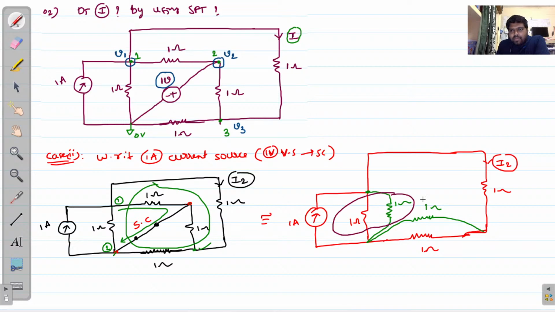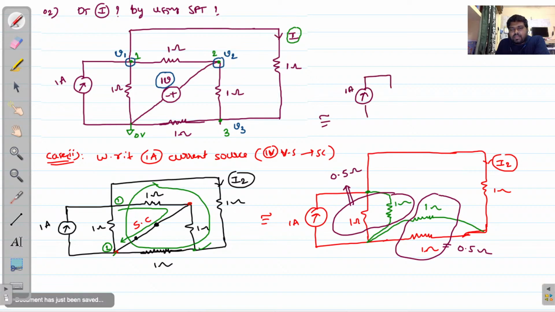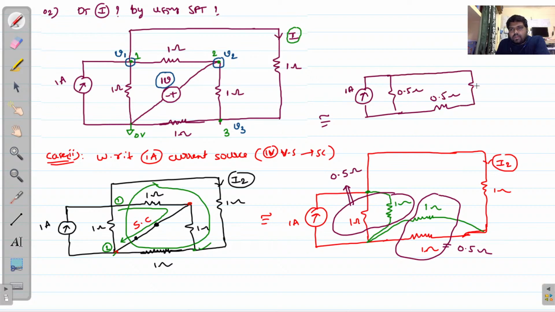These two 1 ohms are in parallel, and these two 1 ohms are in parallel. Two same resistors in parallel result in an equivalent resistance of half of the same resistance, that means 0.5 ohm. Here also we are getting 0.5 ohm. Now the resultant circuit is, this is 1 ampere, and here the resultant resistance equals 0.5 ohm, and here we have the resultant resistance of 0.5 ohm, and this one is connected to a 1 ohm resistor, and here the current equals I2.